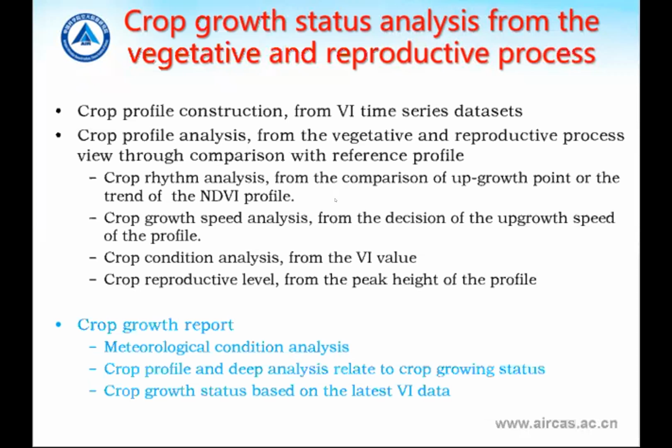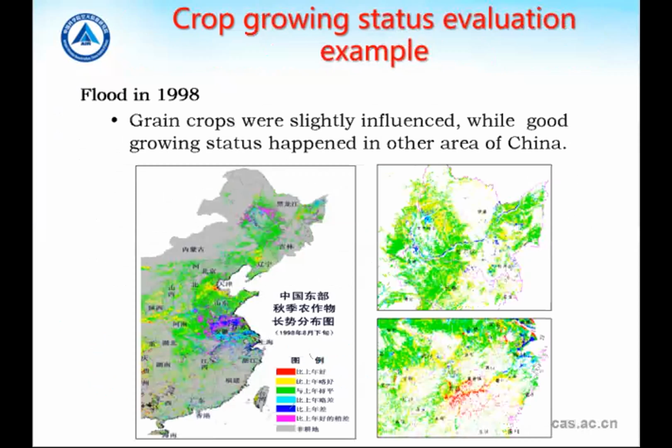Okay, here is an example of the crop growing status evaluation. Here the green crops in the flooded region were slightly influenced, while the good growing status happened in other areas of China. In this example, in 1998.